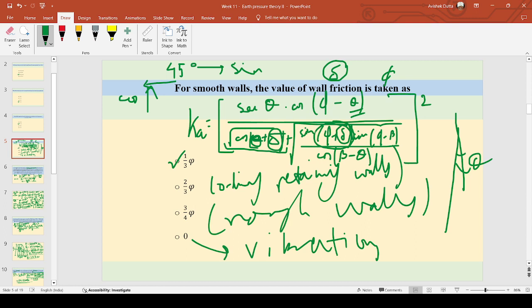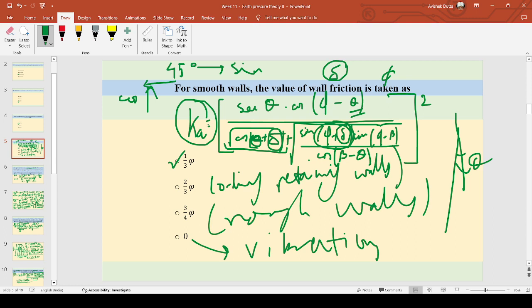it? Both are increasing, and so the value of Ka is decreasing, with respect to which we can say that the wall friction will decrease the active earth pressure and it will increase the passive earth pressure, because passive is just the reciprocal of the active, isn't it? So is it clear to some extent? Clear, sir.